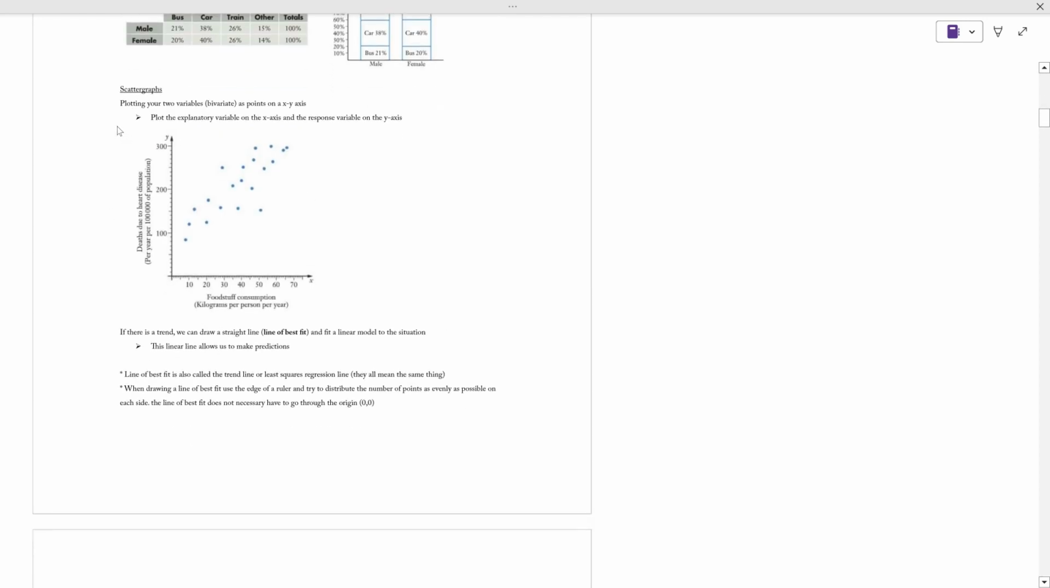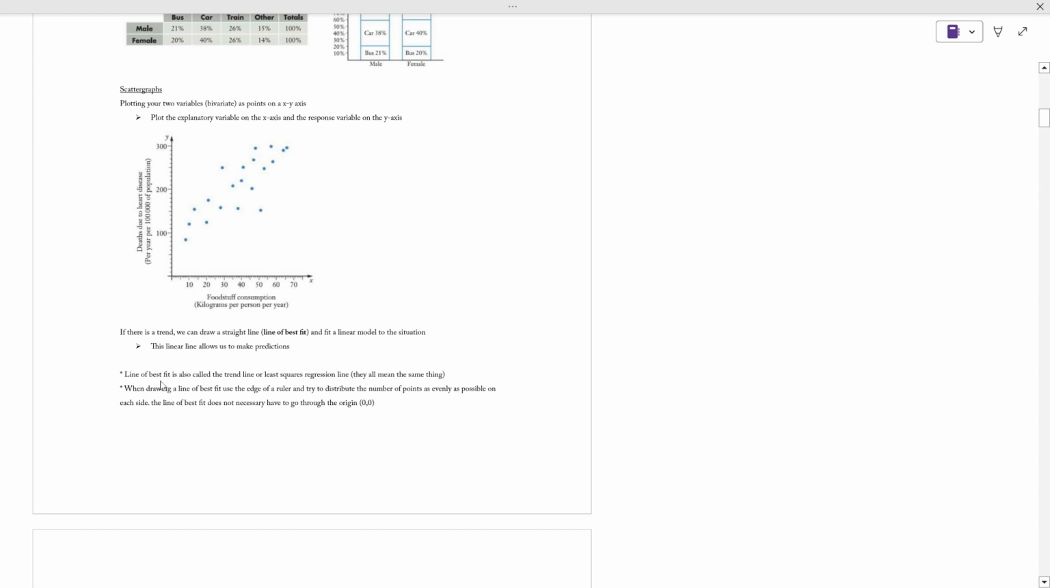So moving on to scattergraphs or scatterplots. So plotting your two variables, bivariate data, as points on an XY axis. I'm sure at some point in your life, you've probably done an XY axis and you plotted some data points before. So exact same thing. So the rule of thumb is you always want to plot the explanatory variable on the x-axis and the response variable on the y-axis, right? That's a rule of thumb. If there is a trend, we can draw a straight line through it. Right, so that's also called a line of best fit, and fit a linear model to the situation. This linear line allows us to make predictions, but we'll get into that a bit later on.